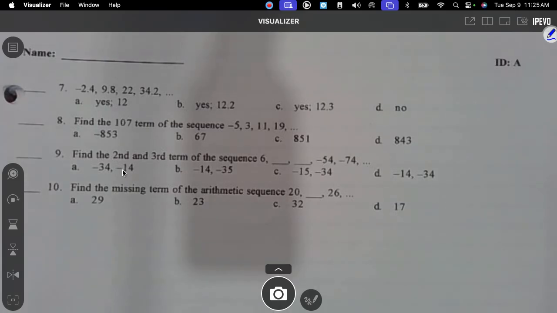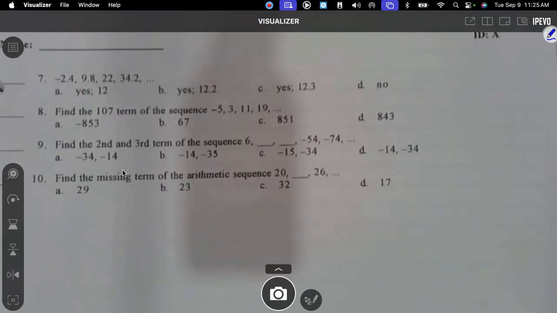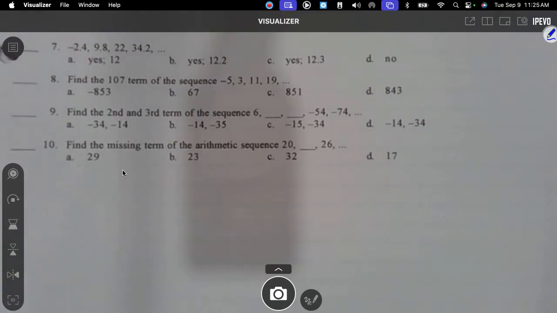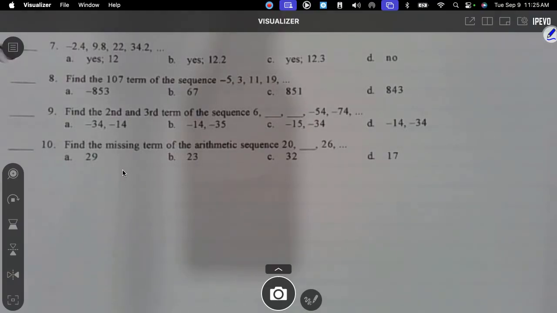Okay, number 8, it wants us to find the 107th term. So we're using that formula again. I'm going to write it below, right here. What is our formula? It's the first term plus n minus 1 times d. What is our first term? Yep, negative 5. I heard somebody say that.